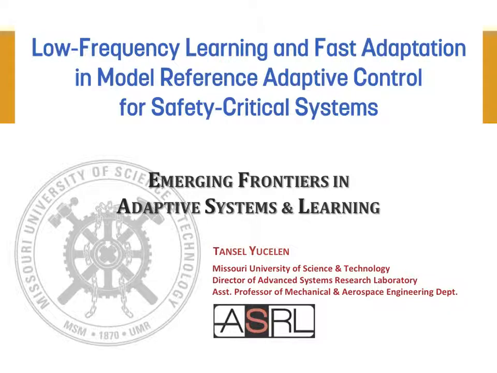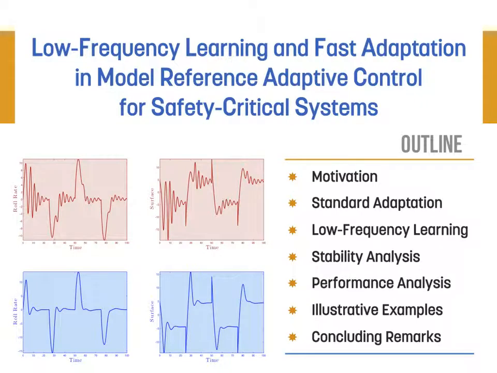Alright, so this talk is titled Low Frequency Learning and Fast Adaptation in Model Reference Adaptive Control for Safety Critical Systems. I will do an overview of what we discussed this morning. Basically, we saw those oscillations in adaptive control. This is the state response, and this is the control surface due to high gain. So I am going to present a technique developed pretty recently, which gets rid of the oscillations in the adaptive control, such that you can still achieve the same behavior but without those oscillations, using a low frequency learning method.